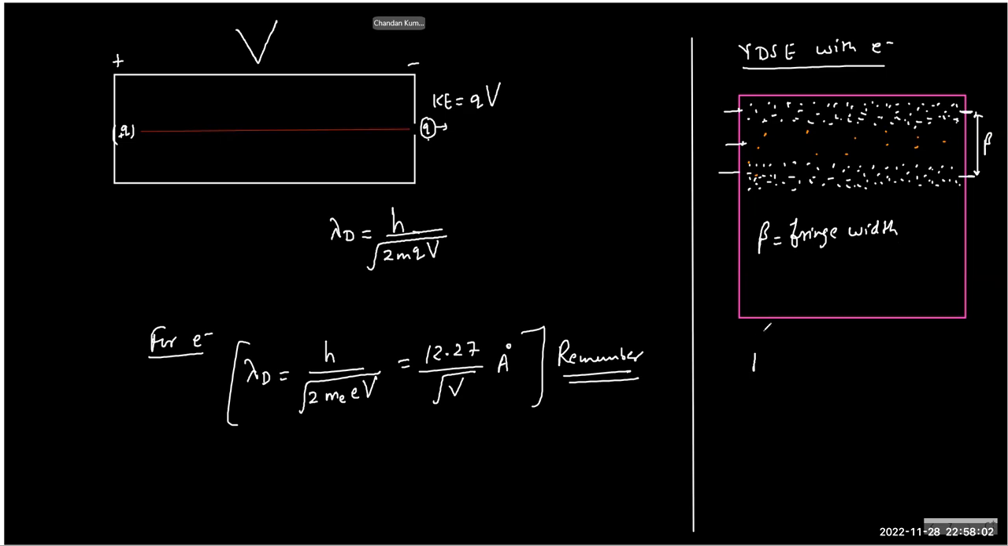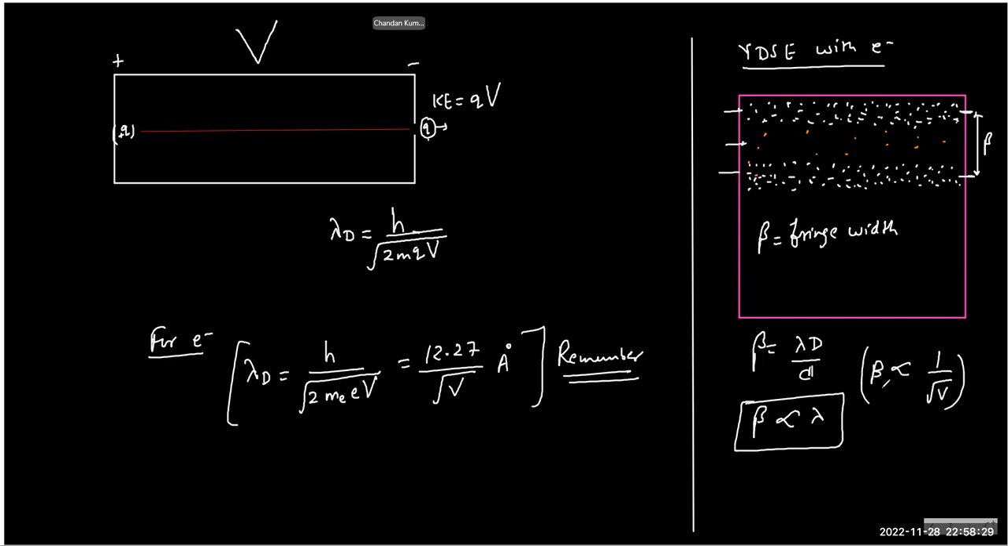Now, the formula for the fringe width is lambda D by d. I mean, what is D by d? Don't worry. But at least remember that the fringe width is proportional to the wavelength. That's it. Remember this fact. In wave optics, we'll come to this in detail. So now the question is, beta will be proportional to, can we write this as inversely proportional to 1 by root V, where V is the voltage? Yes or no? Yes, sir.